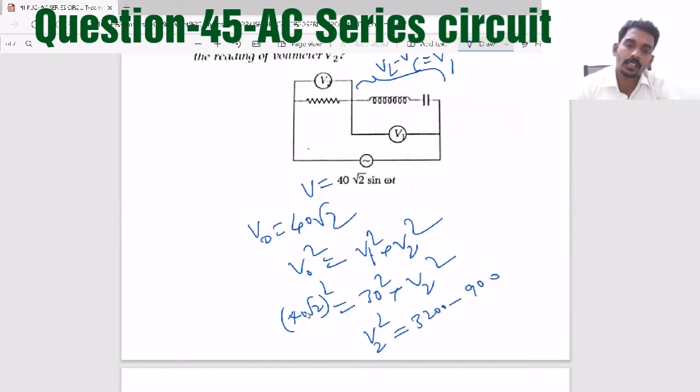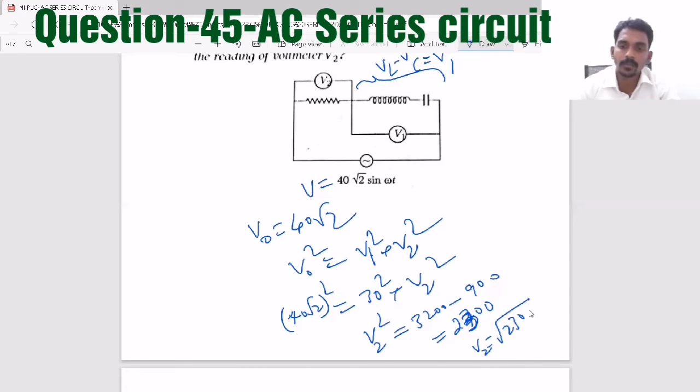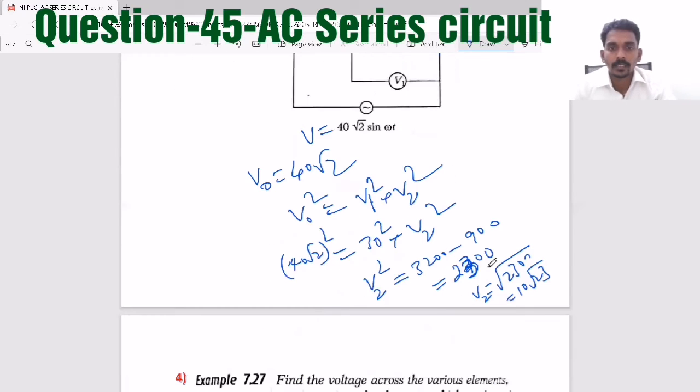Yeah, 40 square means 1600 times 2, 3200 minus, okay, then 2700. 2300. So if you remove the square, the square root will come. So 10 root 23. So root 23, the approximate value is 4.9 or 4.8 approximately it will come.